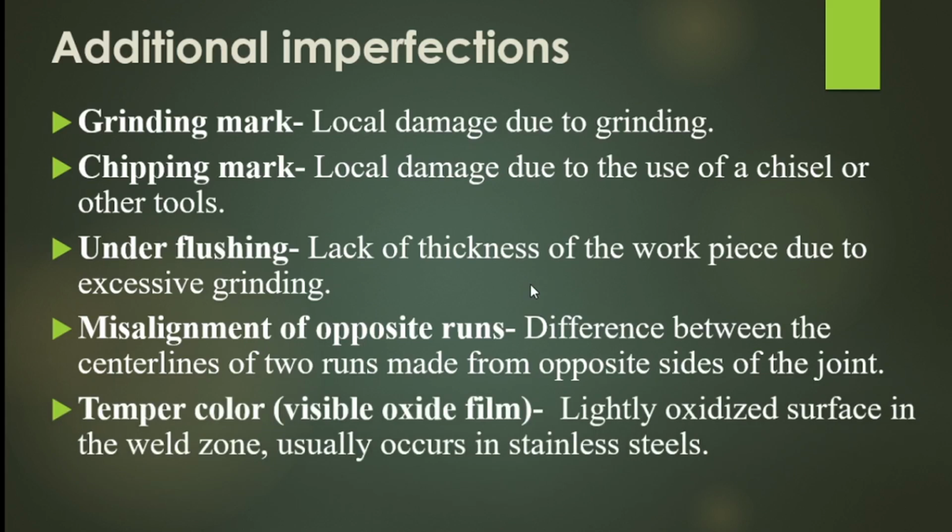Another is the temper color, visible oxide film. Lightly oxidized surface in the weld zone usually occurs in stainless steel. I will show you temper color related details in a lecture on argon purging, where I will show you all the detailed figures. These things actually happen in stainless steel or copper nickel, titanium, this type of materials, if we do not use proper argon purging. So this is the temper color, visible oxide film, inside the root actually, or outside also it can happen. It mostly occurs in stainless steel.